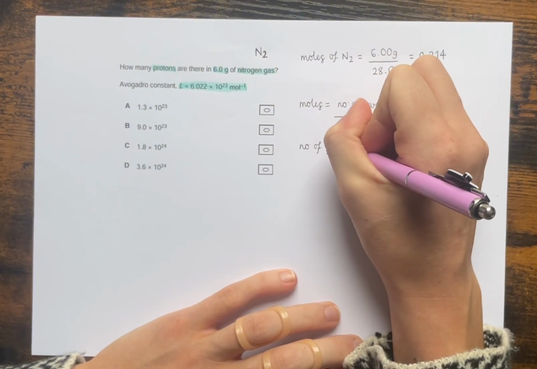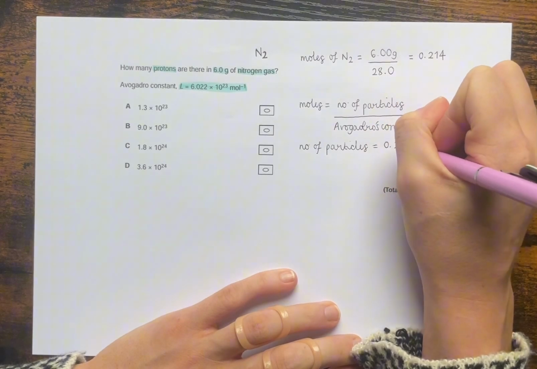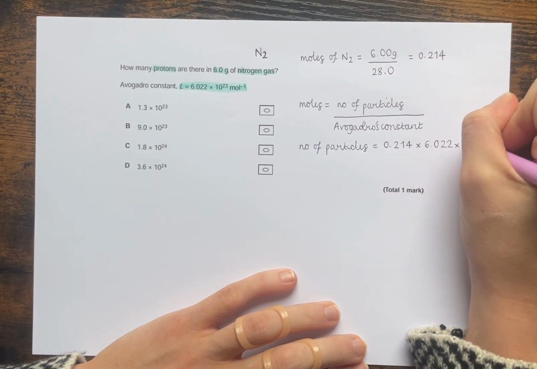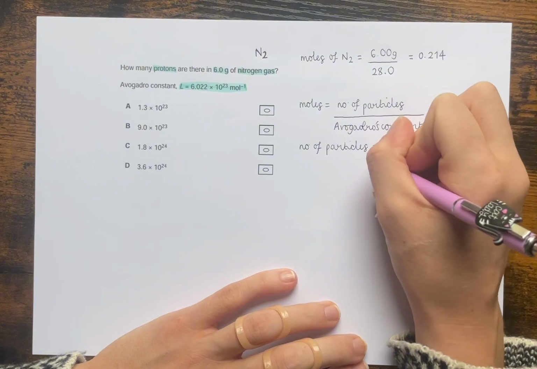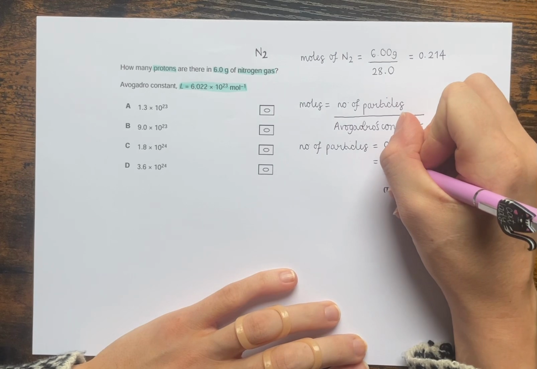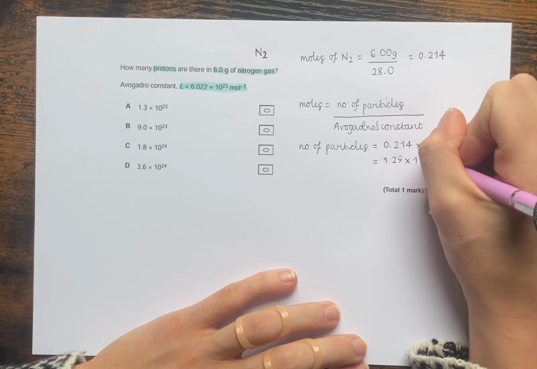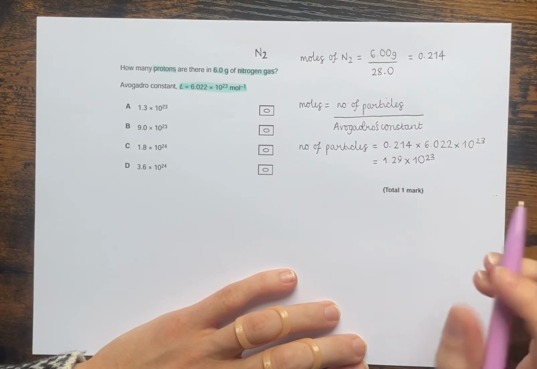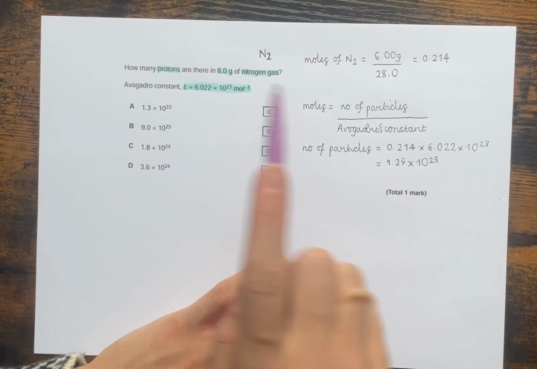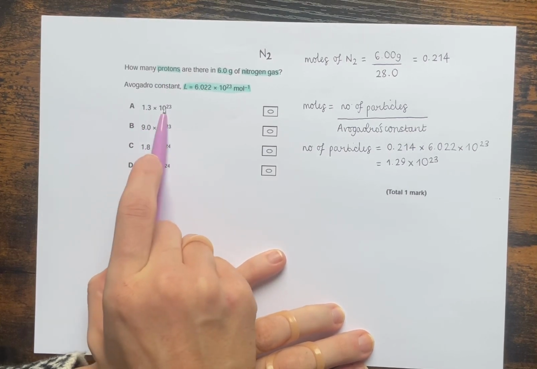So number of particles equals the 0.214 for the number of moles of nitrogen gas we have, times 6.022 times 10 to the power of 23. And when I do that on my calculator, I get 1.29 times 10 to the 23. Now, if you thought that that was the end and you were just thinking about number of particles rather than number of protons specifically, then you would probably go with option A.